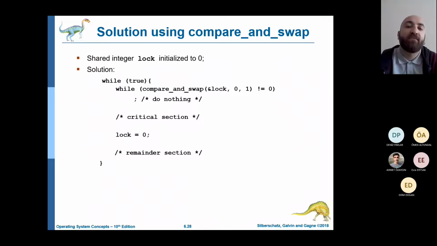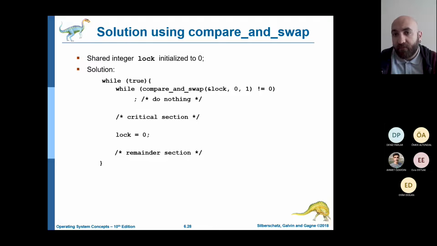Of course, we can present different algorithms using the compare and swap instruction that satisfy all the critical section requirements, but we will pass it here. In this solution, we are just considering the mutual exclusion requirement.